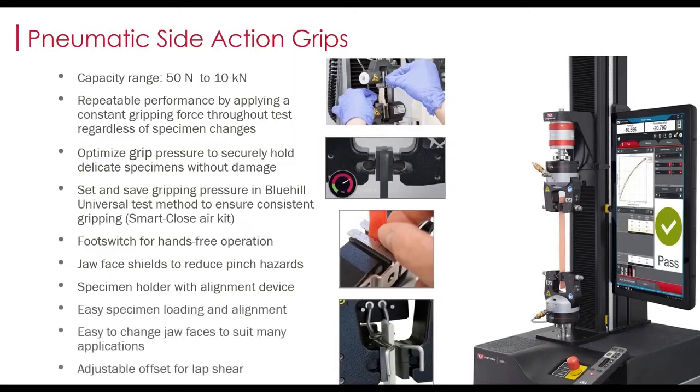In addition to the pneumatic-specific features I just mentioned, many of the features from the manual grips are found in the pneumatic grips as well, including easy specimen loading and alignment, easily interchangeable jaw faces to satisfy a range of applications, and an adjustable offset for lap shear on the larger capacity models. Pneumatic grips offer a repeatable gripping solution for all materials, particularly materials that are prone to slipping from the jaw faces of a manual grip. They offer superior usability and improved productivity in the lab.